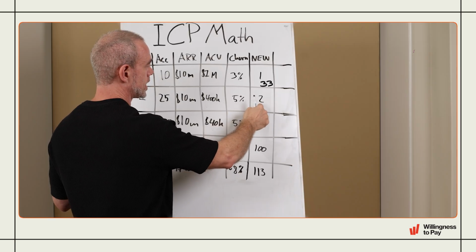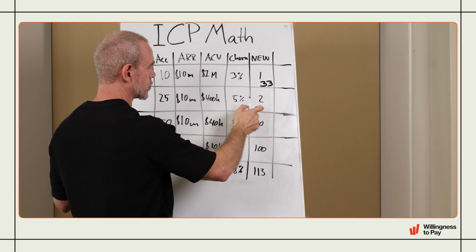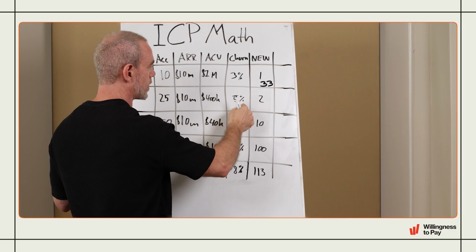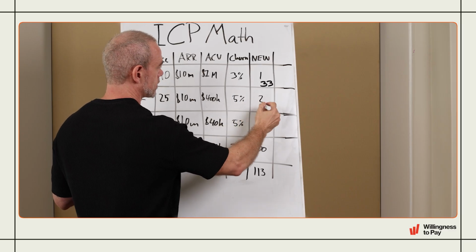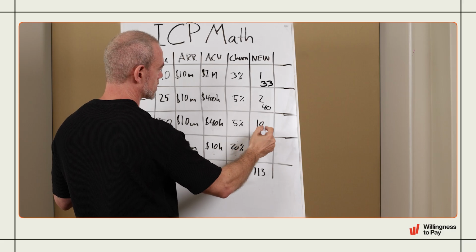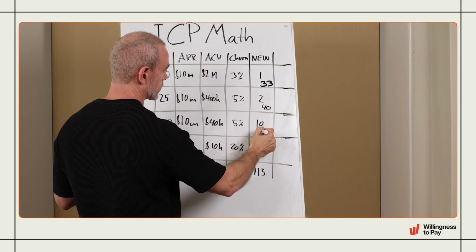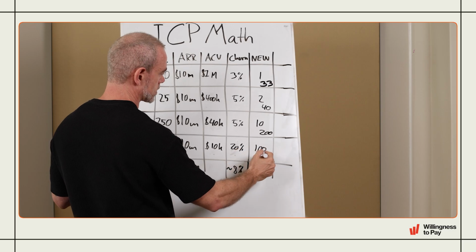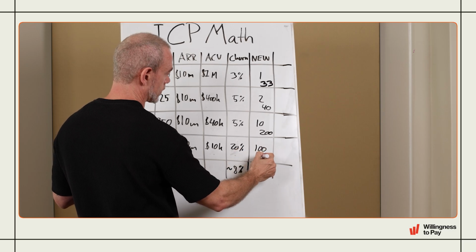Here, you basically take the sales number and you divide by churn. So 2 divided by 0.05, so that's 5%. So that's 40. Here you have this, so you have 200. And here you have this, so that is 500.